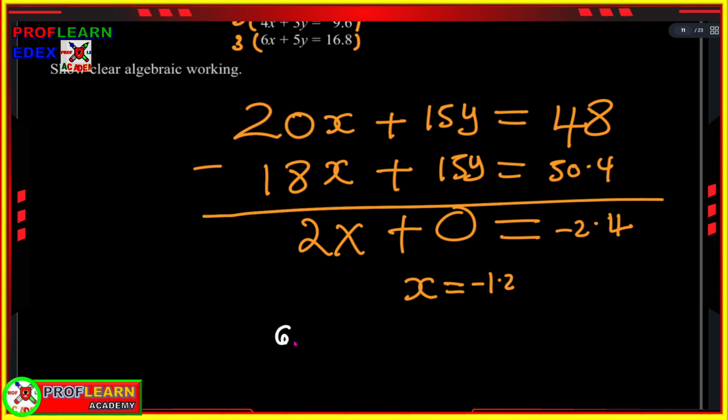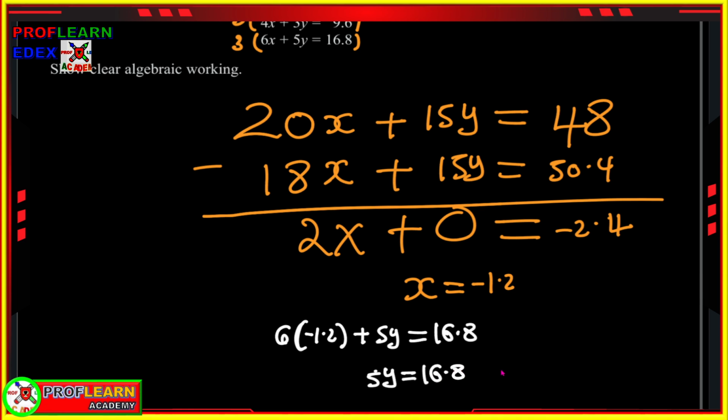So we can say 6 into negative 1.2 plus 5y is equal to 16.8. So it will be 5y is equal to 16.8 plus 7.2, because it was a negative sign, so it will be a positive. Divided by 5, we shall get our answer 2.8.